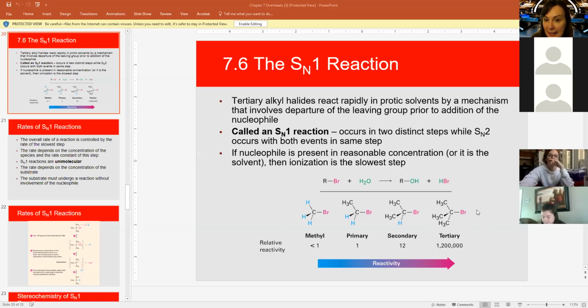So in the SN1 reaction, as you can see here in this arrow, the reactivity is opposite the one that we had for SN2, in that the best possible substrate is a tertiary carbocation. Got that? Then secondary, then primary, then methyl, okay?